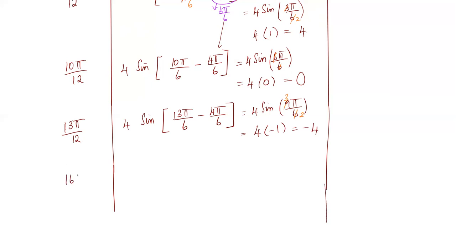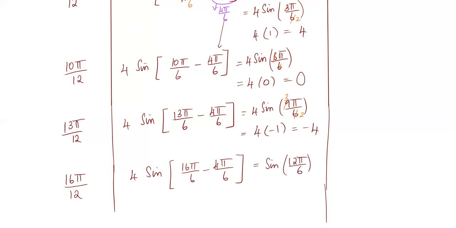And the last point is 16 pi, another 3, right? 16 pi over 12. 4 sine (16 pi over 6 minus 4 pi over 6). That's going to be 12 pi over 6, 16 minus 4. And the 6 and the 12 will make it a sine 2 pi. Oops, there is a 4 in front of it, sorry. So 4 times sine 2 pi is a 0, which is 0.